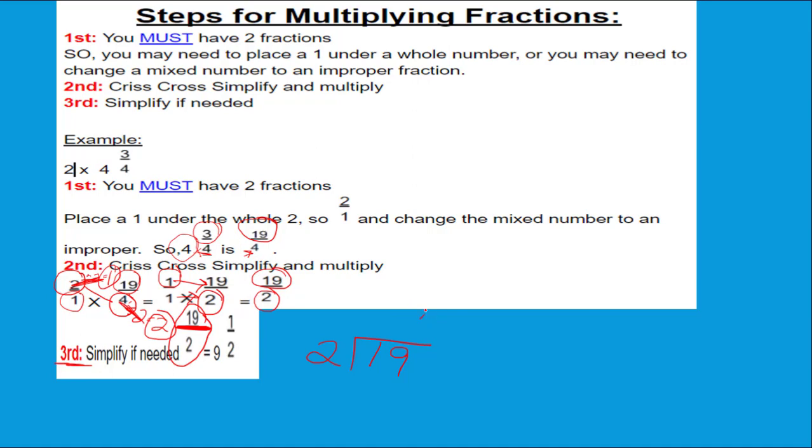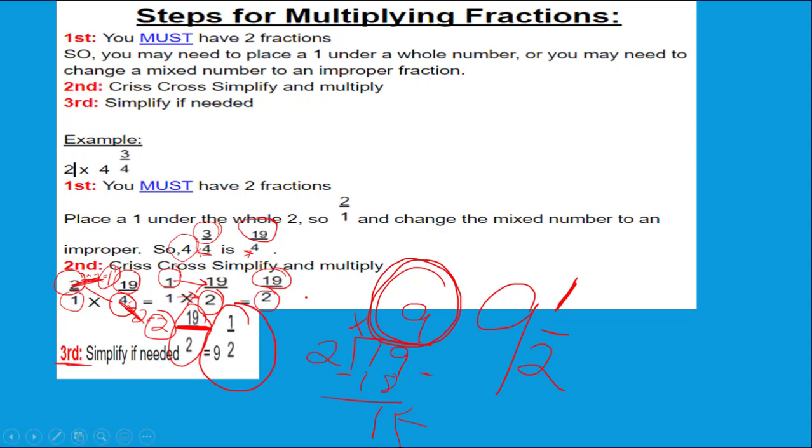How many times can 2 go into 19? Well, it can go 9 times. 9 times 2 is 18. Subtract, bring down. Well, there's nothing to bring down. So our answer is 9 wholes. Remember, the wholes get to sit on top of the house. Left over goes over my denominator. So my answer is 9 1/2.